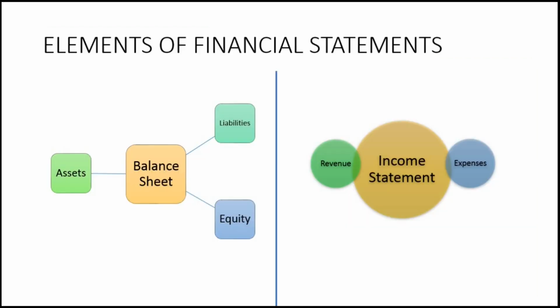This is the quick glance of the elements of financial statements. So we have here specifically balance sheet or the statement of financial position and income statement. So for balance sheet, we have 3 elements. First is assets, second liabilities, and the third one is equity. For the income statement, we have 2. One is revenues and the other one is expenses.